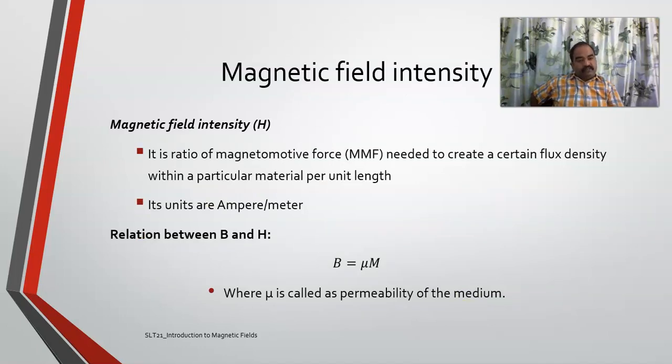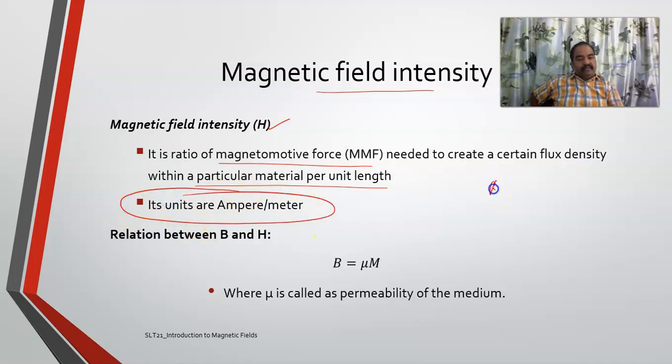Now, another term which is used to represent magnetic field is magnetic field intensity, often referred to with the symbol H. It is defined as the ratio of magnetomotive force which is needed to create a flux density within a particular material per unit length. And its units are ampere per meter. Try to remember, B has Tesla or Weber per meter square. It is flux per unit area, whereas H is magnetomotive force to create a certain flux density within a particular material per unit length. Its units are ampere per meter.